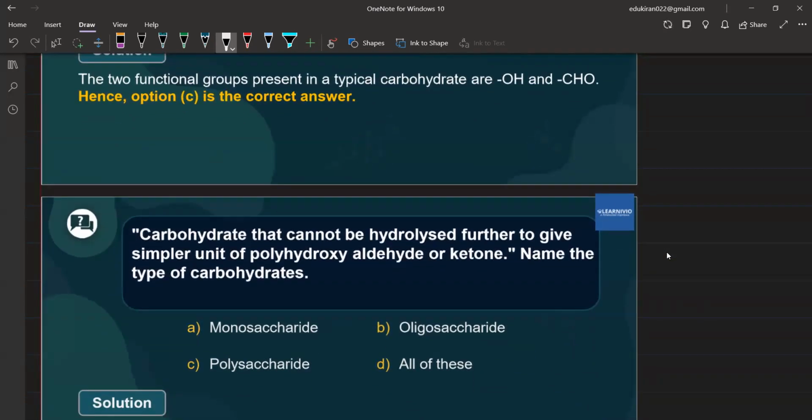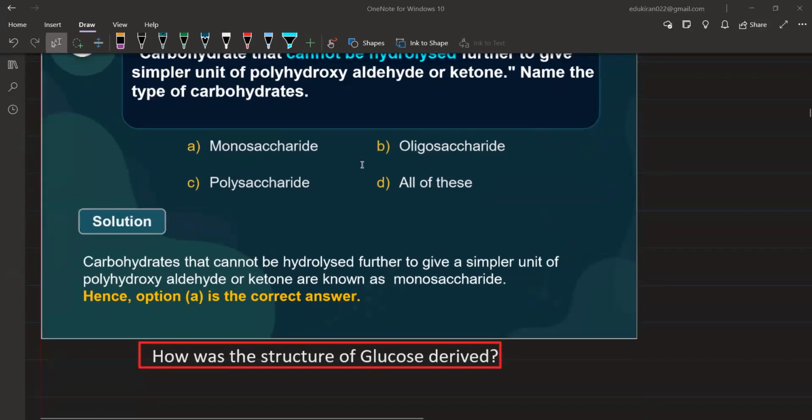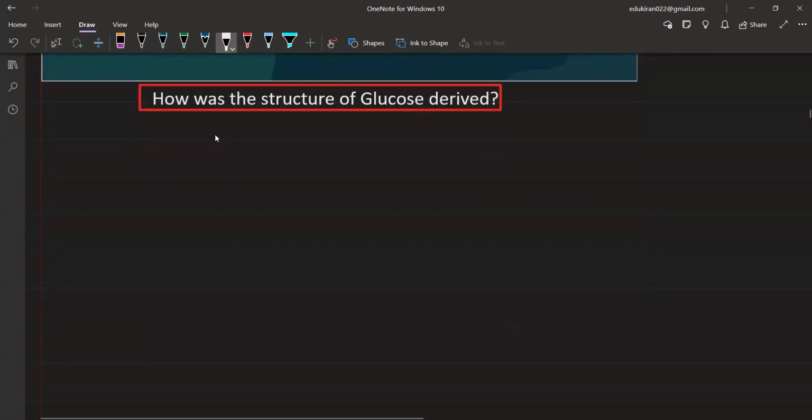Carbohydrate that cannot be hydrolyzed to further give any simpler unit of polyhydroxyaldehyde or ketone. Name the type of carbohydrate. What can it be? The thing is, it cannot be hydrolyzed. Tell the answer, guys, what it can be. A, B, C, D. Ishma correct, Razan correct. Yes, very good. It will be monosaccharide.